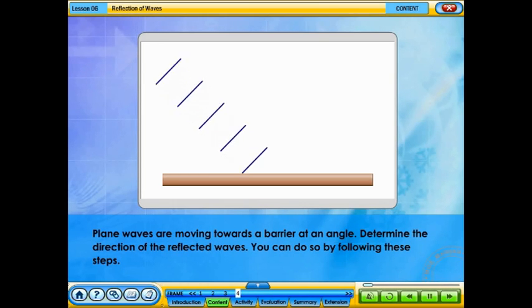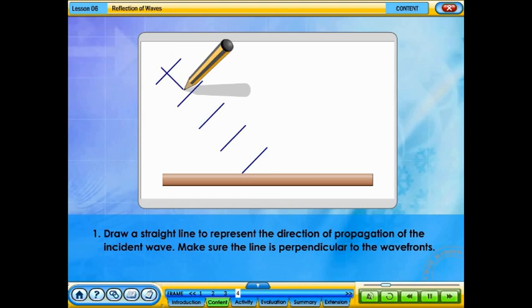Plane waves are moving towards a barrier at an angle. Determine the direction of the reflected waves. You can do so by following these steps. Firstly, draw a straight line to represent the direction of propagation of the incident wave. Make sure the line is perpendicular to the wave fronts.